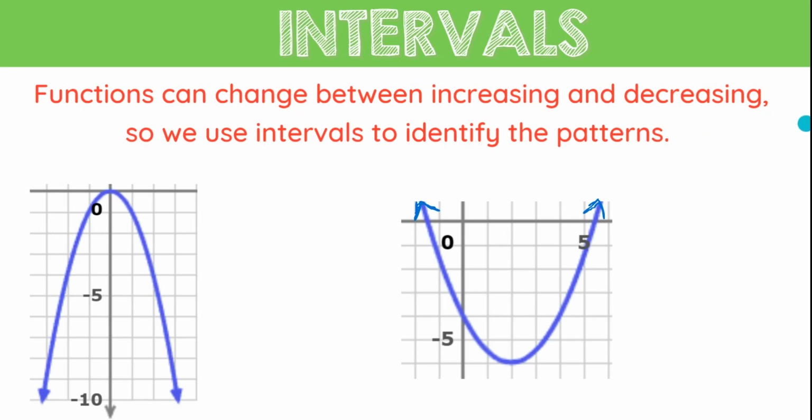So let's look at this first one and talk about where it's increasing and where it's decreasing. At our starting point, wherever the arrow is, we can see that it's increasing all the way up until we get to 0. So we can say when x is between negative infinity, because we're not sure where the starting point was, and 0 on the x value, then it is increasing.